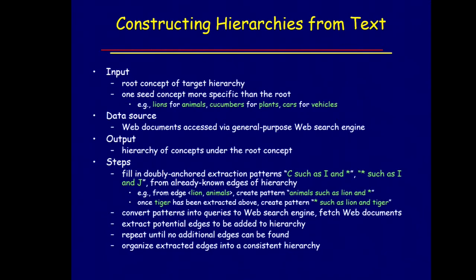And by then knowing that tiger is one kind of animal, you can issue another query in the next iteration, which is "star such as lion and tiger". So now you're looking for candidate hypernyms of lion and tiger, and maybe those hypernyms would actually be under animals. It would turn out later on, because you want to create this hierarchy iteratively. At this point, you don't really have a hierarchy, but you just want to fill in the missing edges, and then later on you'll create the hierarchy. So you create these edges, this flat set for now, and then they organize the extracted edges into a consistent hierarchy.